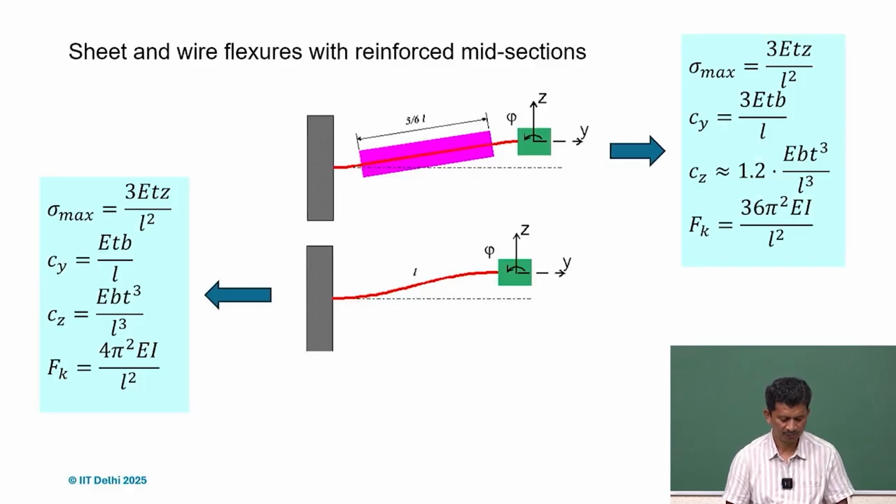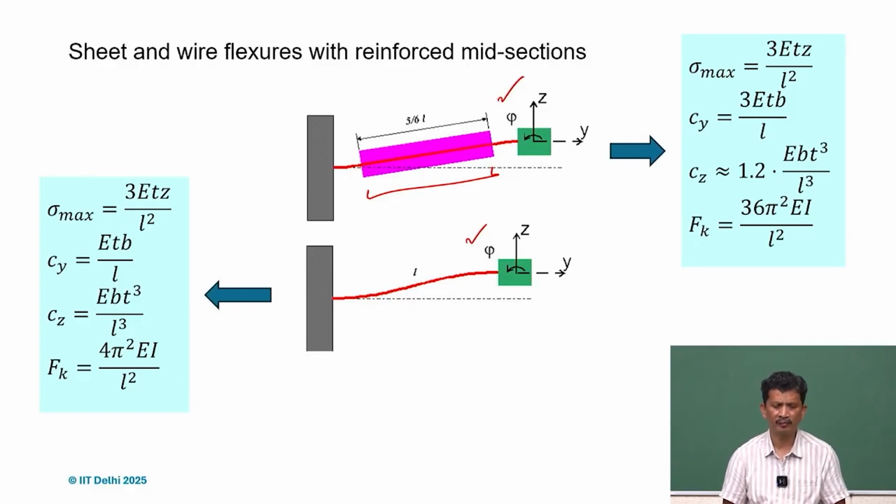And when we do that, what we realize is that without reinforcement, if you start comparing with a similar cross section, the thickness and the area of cross section are the same. The only thing is we are playing with the middle section and we are reinforcing the midsection. So in this case, it's 5 by 6 L. If we reinforce, then what will happen?